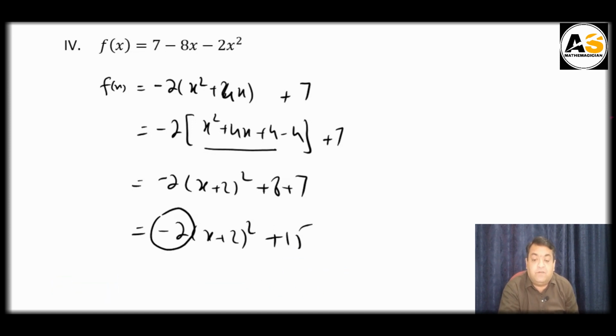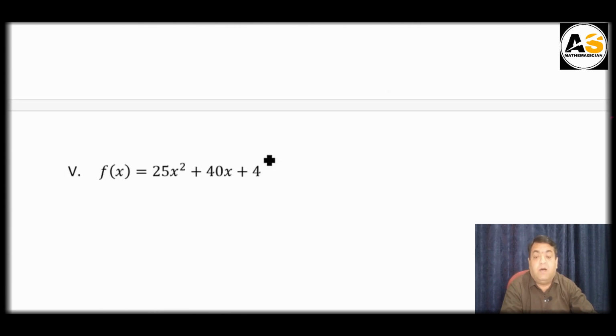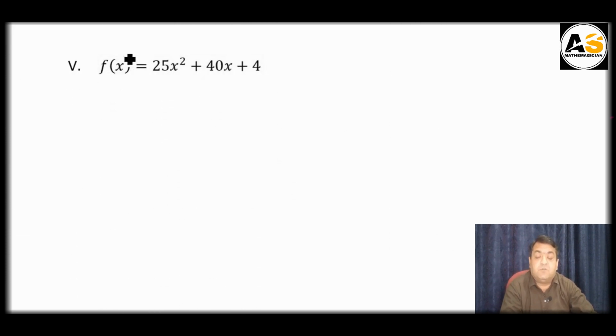Again, the coefficient of x square is negative. Its range will be f of x is less than or equal to k. k is 15 over here. f of x is less than or equal to 15. This was the fourth part of this question. Last part of the question.